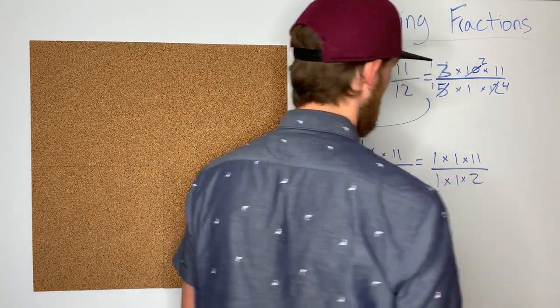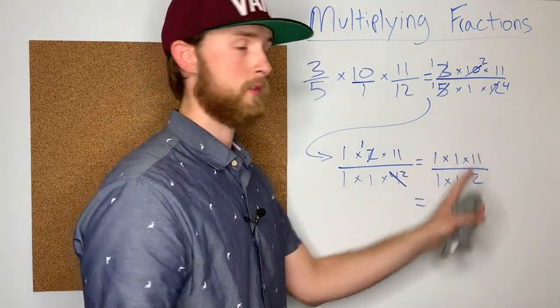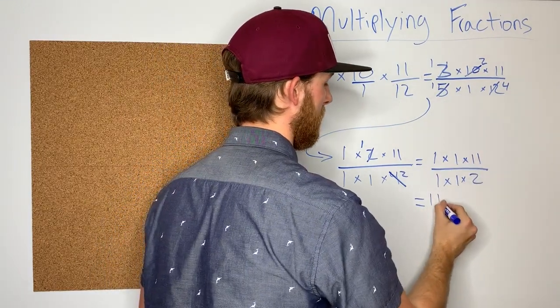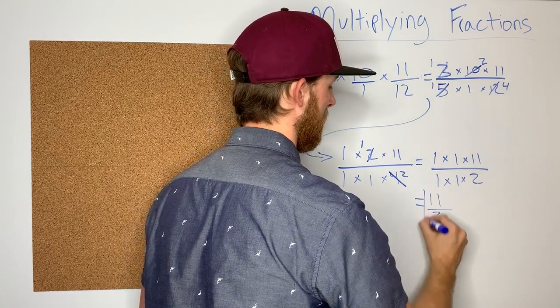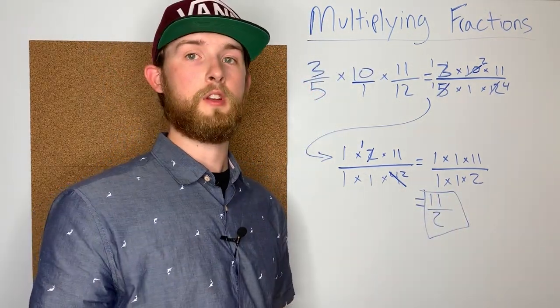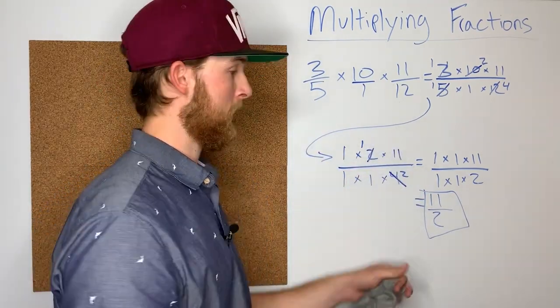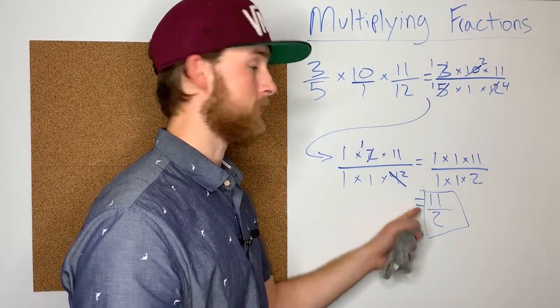Now we are almost done. We just got to multiply across. So we have 1 times 11, which is 11. 1 times 1 times 2, which is 2. Boom. So now rather than having 330 divided by 60 that we have to sort through and do prime factorization for, we can actually jump straight down using more simple math to just get our final answer.